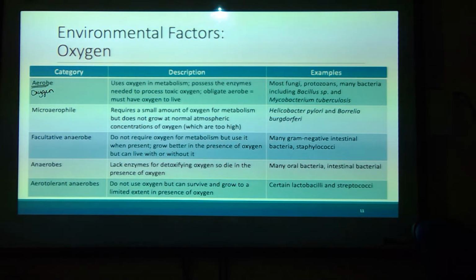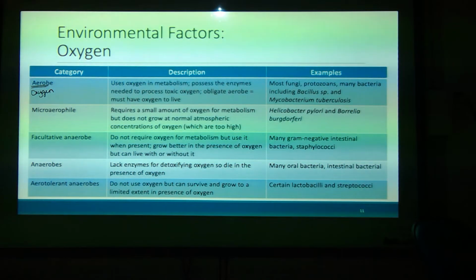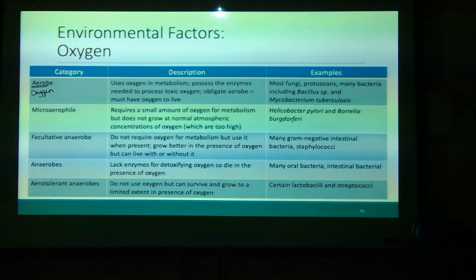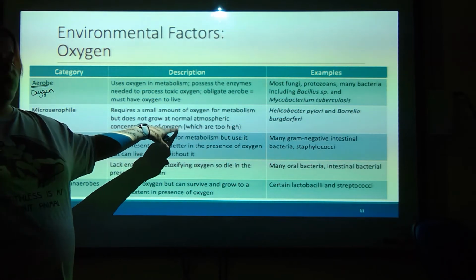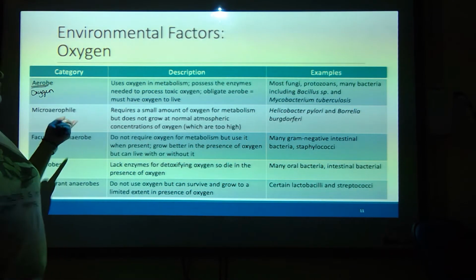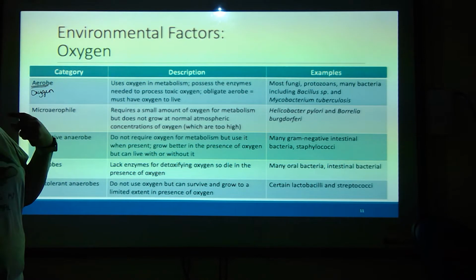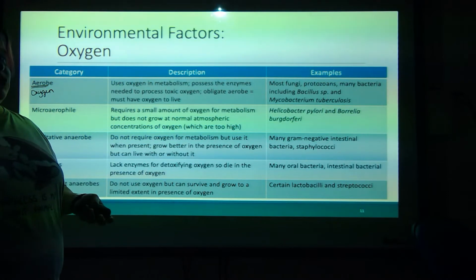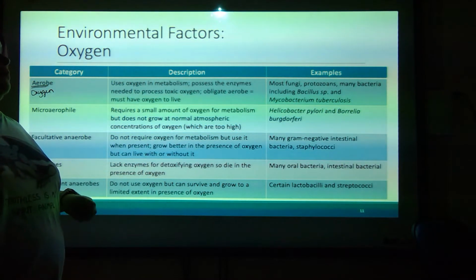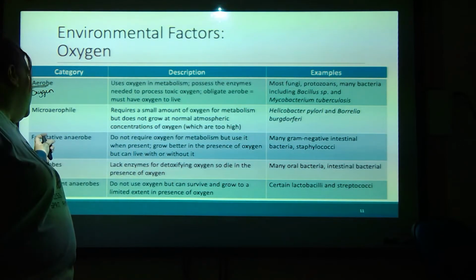microaerophile. Okay, phile means loving, micro, small, aero, oxygen. It does require a small amount of oxygen for metabolism, but normally it doesn't grow in our atmosphere's concentration of oxygen. So I said oxygen is about 20% of our atmosphere. Yeah, that's going to be too high for these guys. So, two examples of microaerophiles are Helicobacter pylori, that's the one that causes ulcers in your stomach. You don't have a ton of oxygen in your stomach. And Borrelia burgdorferi.